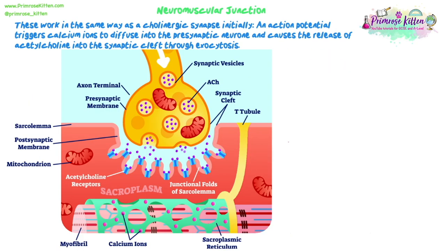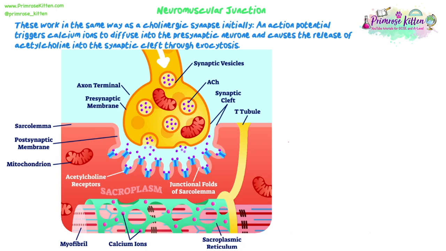Okay, so we've got a closer up picture of an axon terminal, the actual neuromuscular junction now, which looks similar to what we'd seen when we looked at the synapse diagram previously. And we're comparing this to a cholinergic synapse. Remember, that's one that uses acetylcholine. And initially, the first stages are exactly the same.